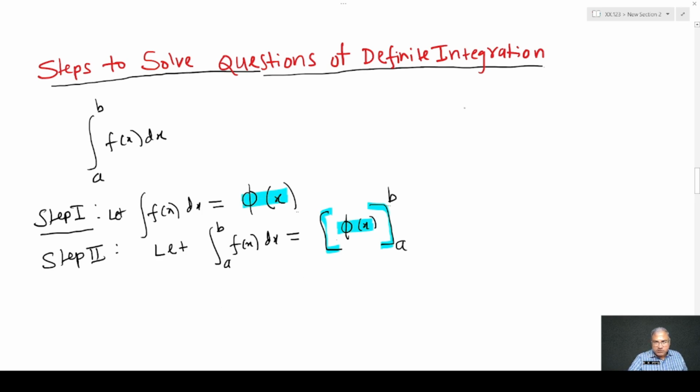After that, we find phi of b and subtract the value of phi of a. So phi of b minus phi of a. Therefore, integration of f of x with respect to x for limit a to b is equal to phi of b minus phi of a. To understand this idea, let us take one practical example.